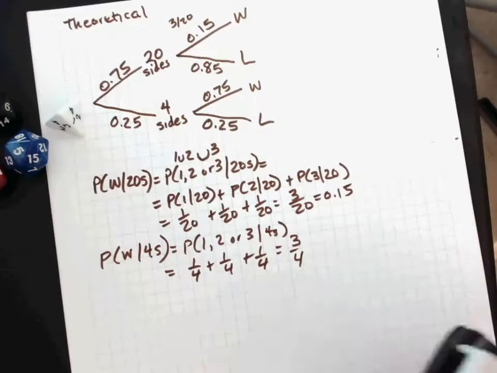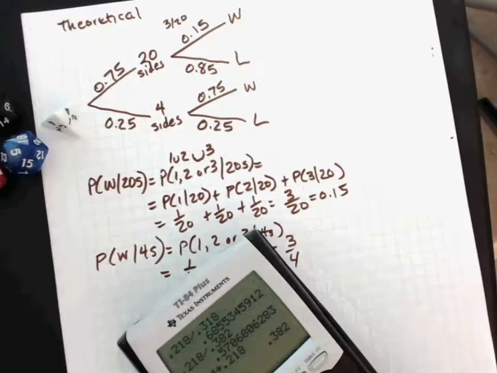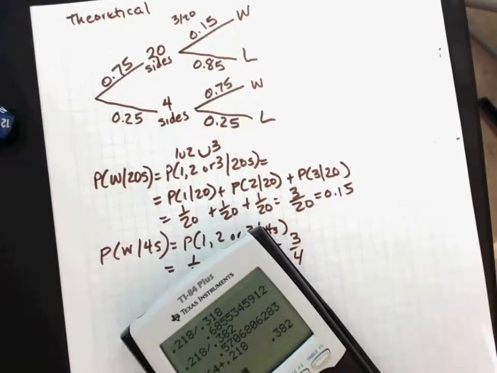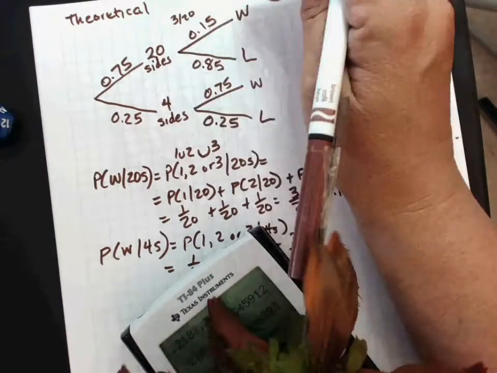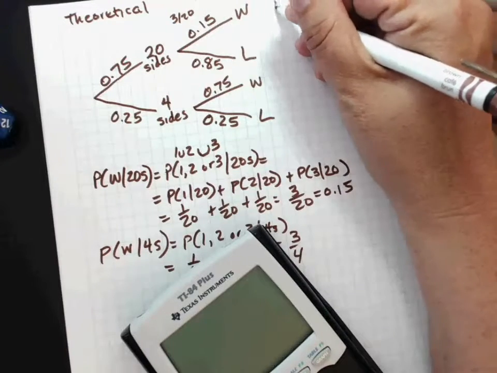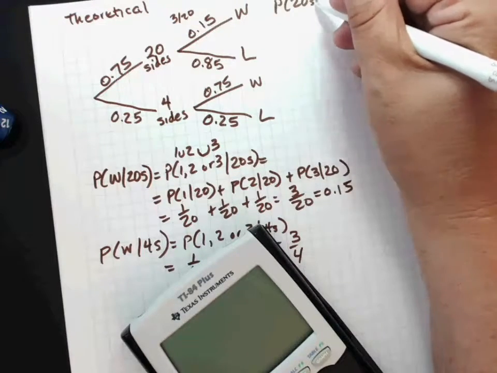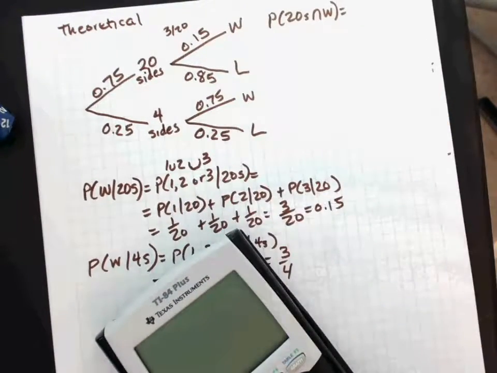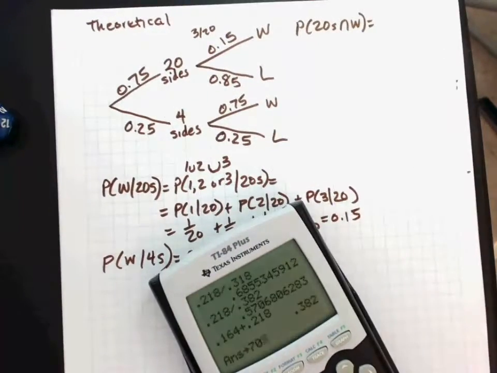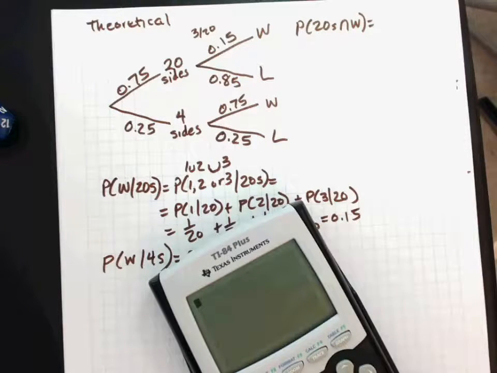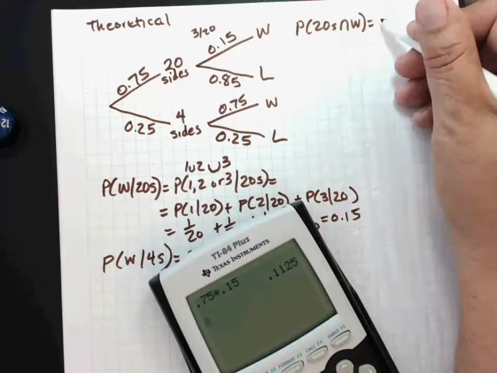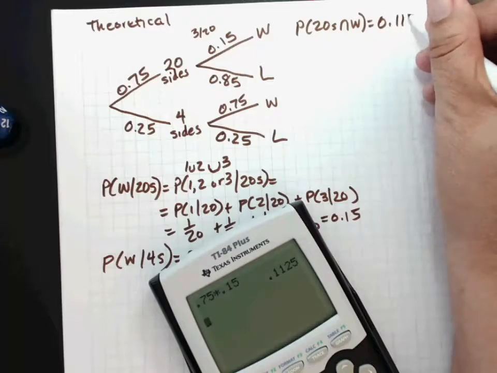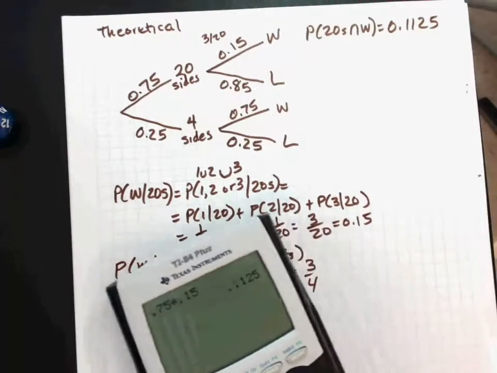Okay, so now we're going to go ahead and multiply these out to get our AND probability. So if we were randomly assigning die and then told them to throw it, what's the probability that they've been assigned a 20-sided die and they won? Well, we're going to multiply these two, 0.75 times 0.15. And it's 0.1125. I'll go out 4 places, because these are theoreticals.